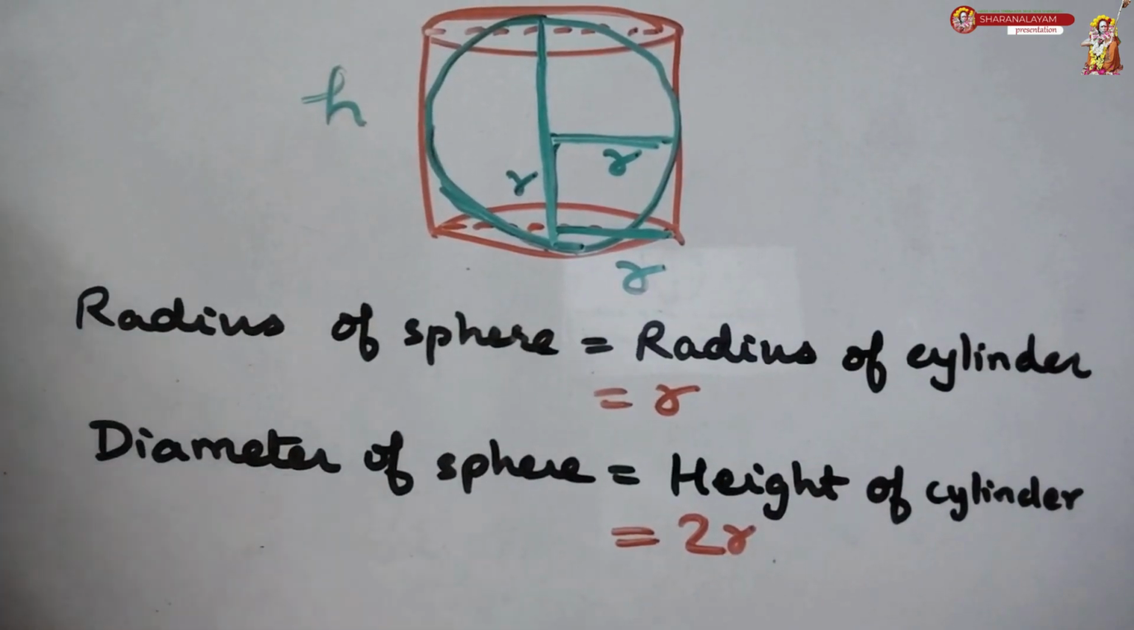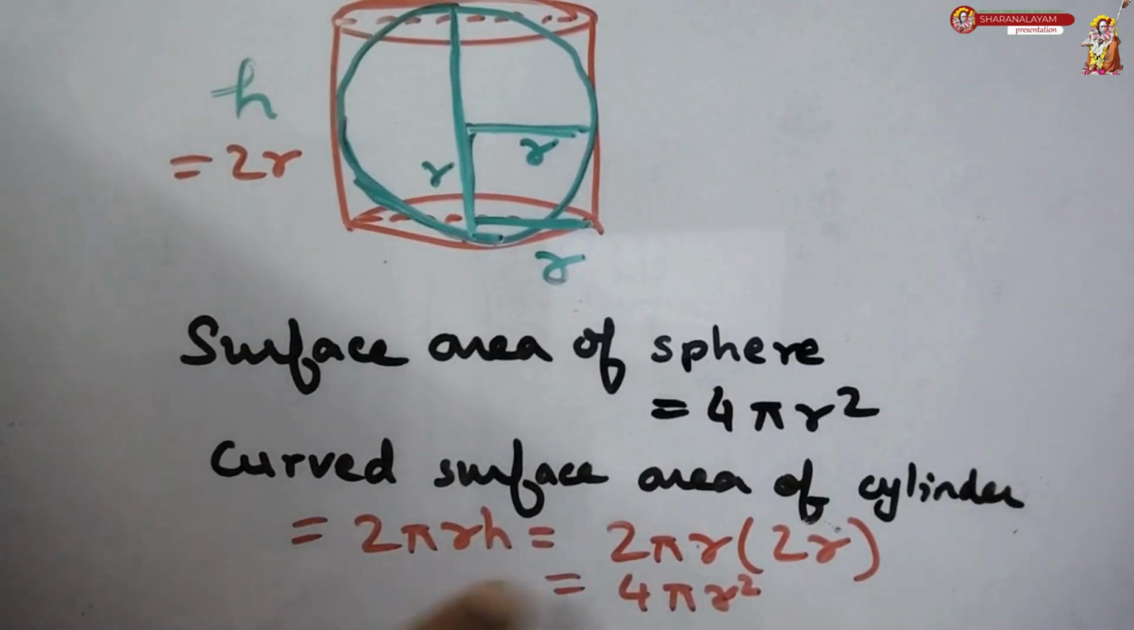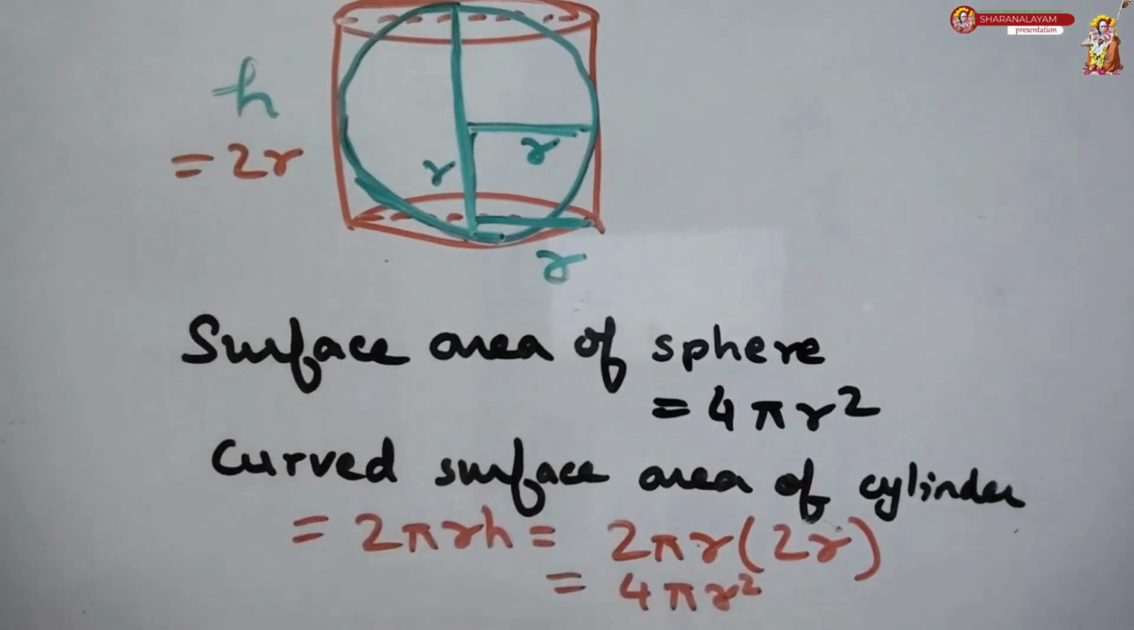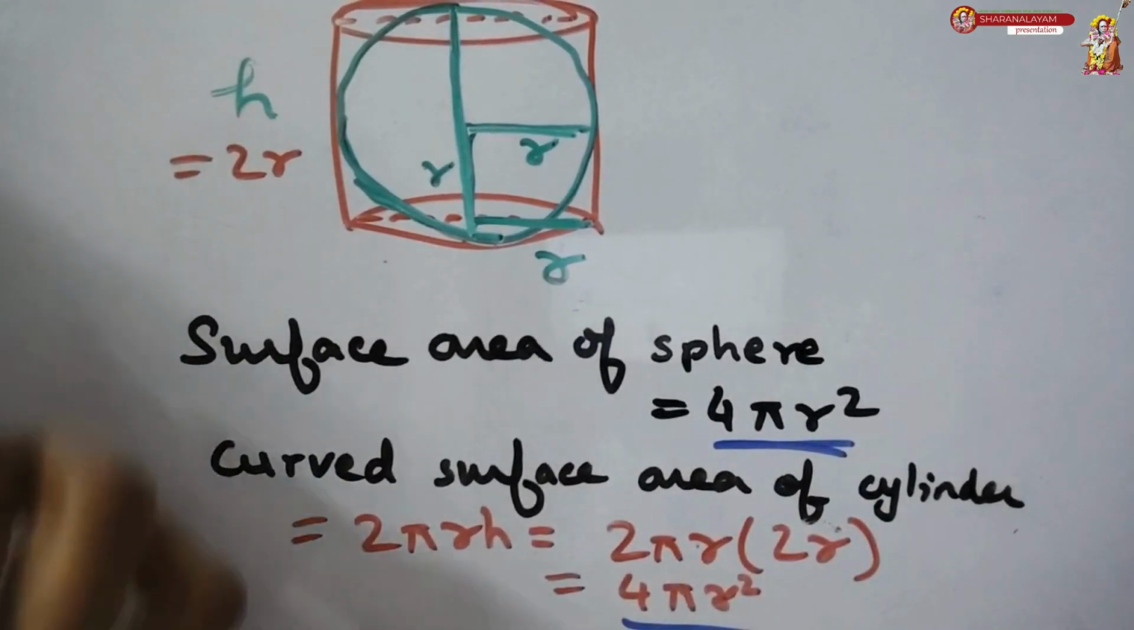Now the surface area of the sphere is 4 pi r square, and the curved surface area of the cylinder is 2 pi rh, which is 2 pi r into h, which is 2r. So 4 pi r square, which means the surface area of the sphere will be equal to the curved surface area of the cylinder. That means the statement is true.